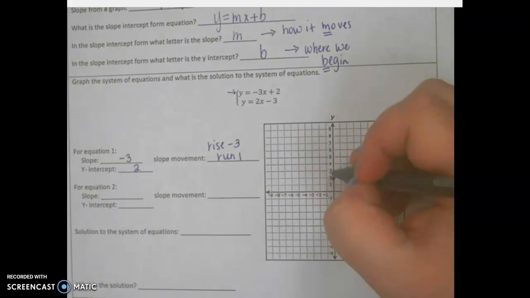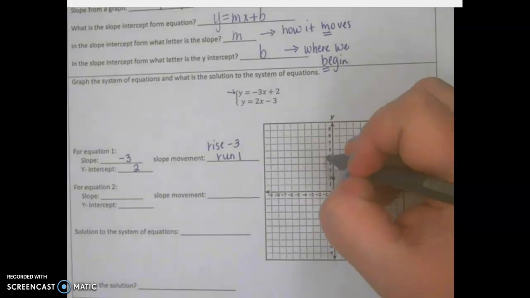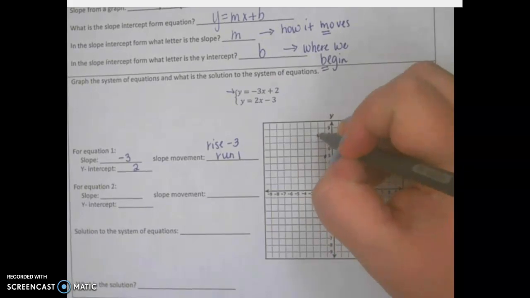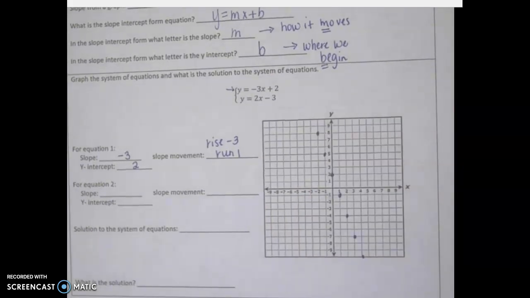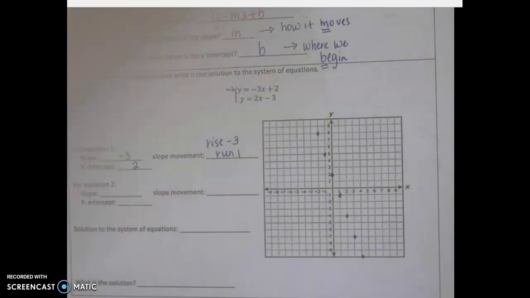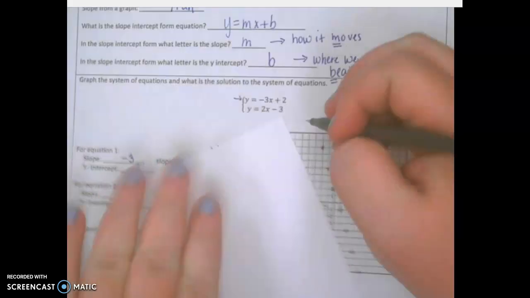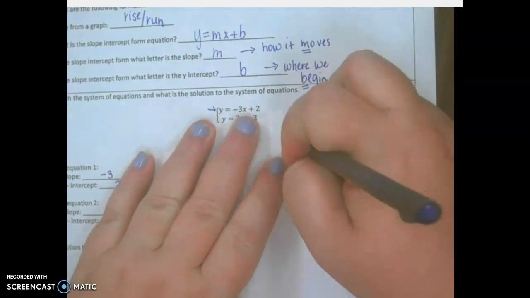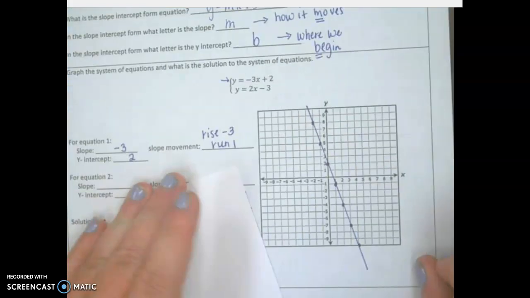Then I'm going to do the reverse. 1, 2, 3 over 1. Now, if you messed up and you need to redo that, then go ahead and erase. And you can let the sub know to pause the video, that you need it paused so you can fix it. There we go.